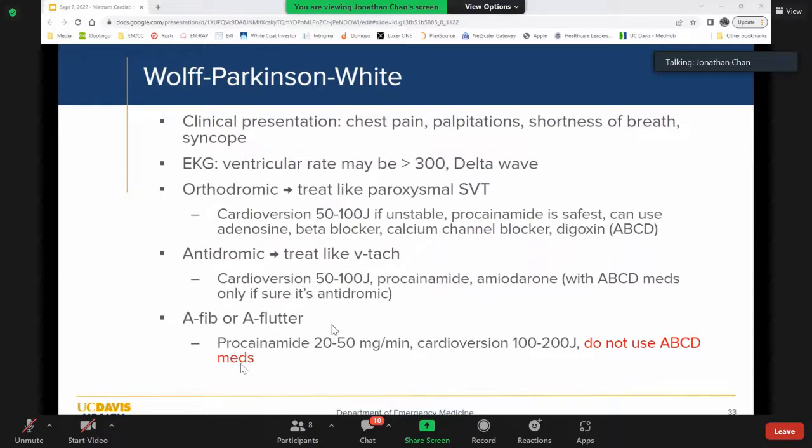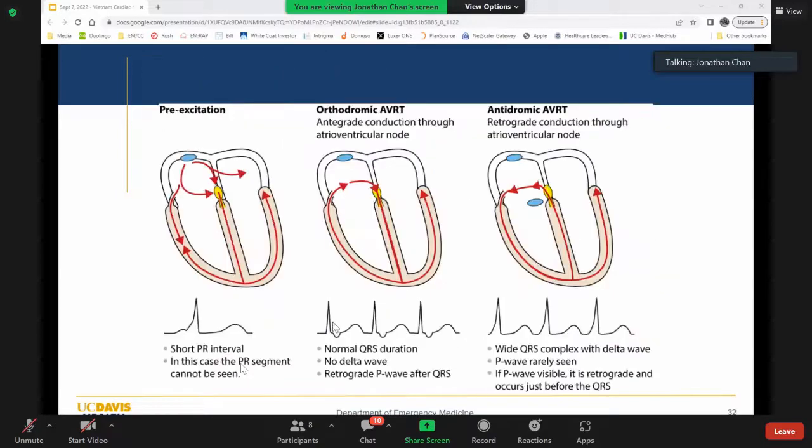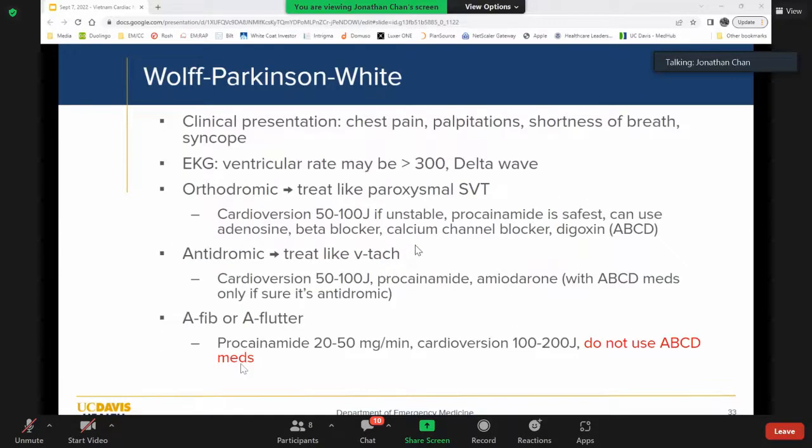The next one, the antidromic ones, you want to treat like a ventricular tachycardia, kind of what we talked about earlier. So you can do cardioversion if the patient's unstable. You can give procainamide. You can give amiodarone. But you should only use the ABCD medications if you're sure it's antidromic.